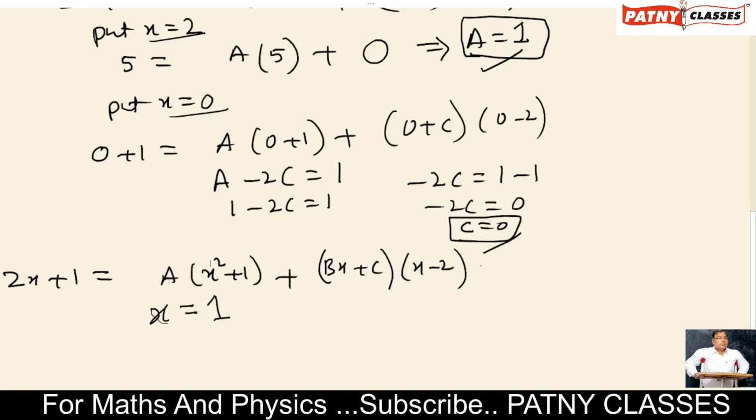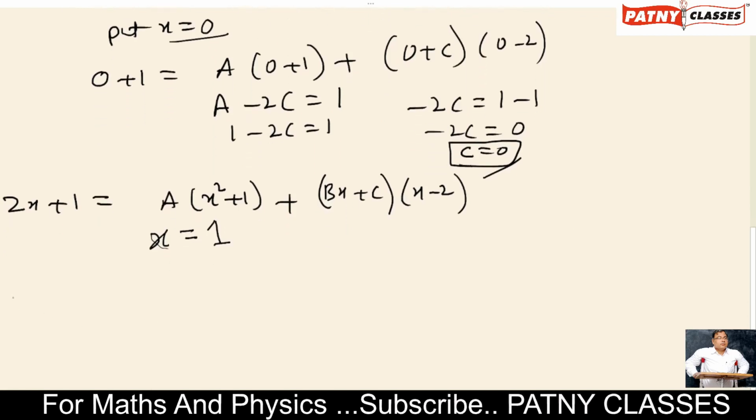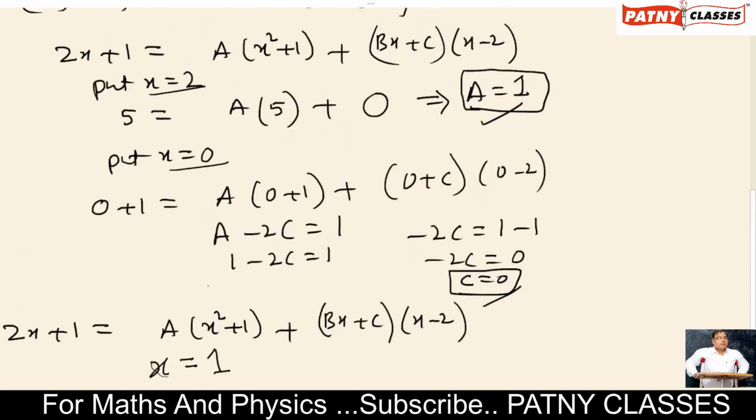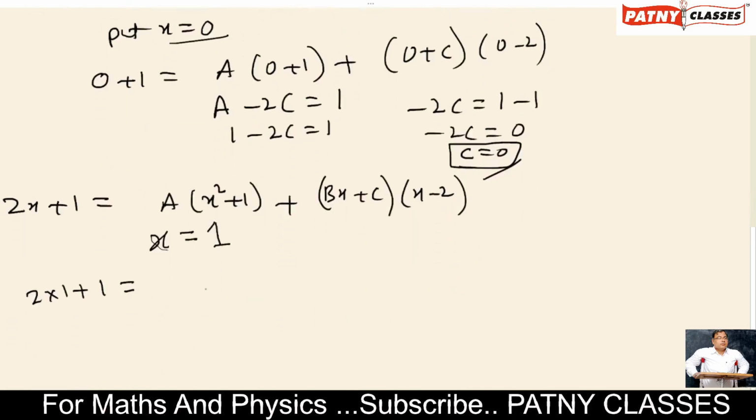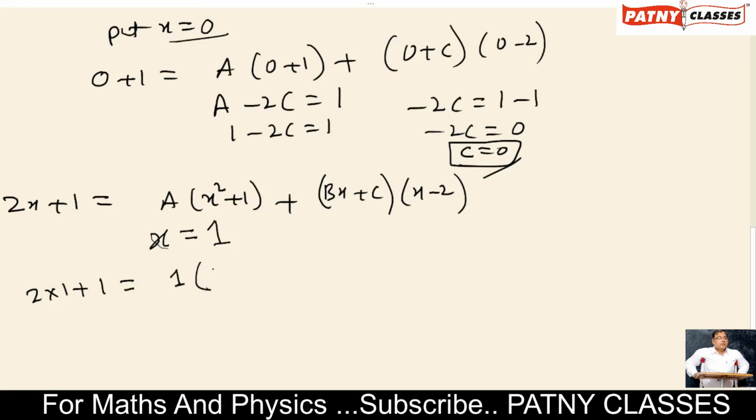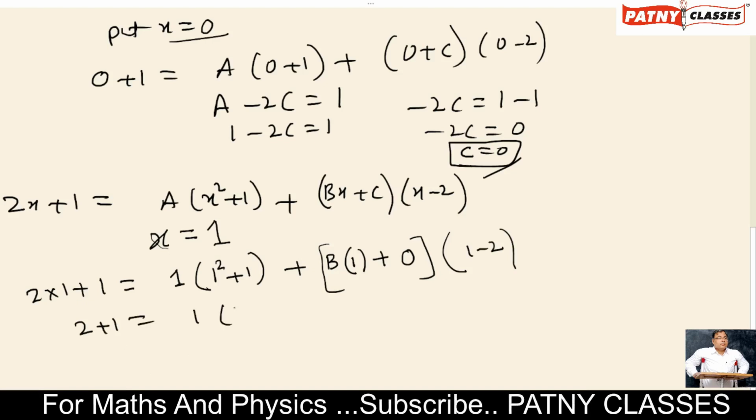For that I am going to put x equals to 1. Now, 2 into 1 plus 1, what is the a value? The a value is already 1. So putting the a value here, x value is 1, 1 square plus 1 plus b into 1 plus c value 0, x minus 2, 1 minus 2. So we got here 2 plus 1 equals to 1 plus 1 plus b multiplied by minus 1. So we get here minus b equals to 3 minus 2 implies b equals to minus 1.